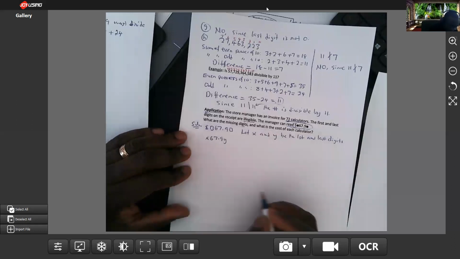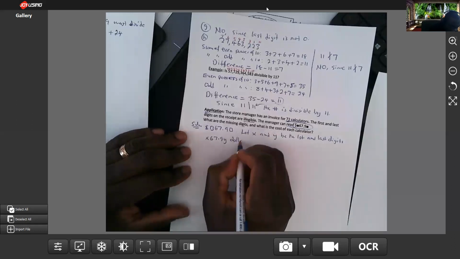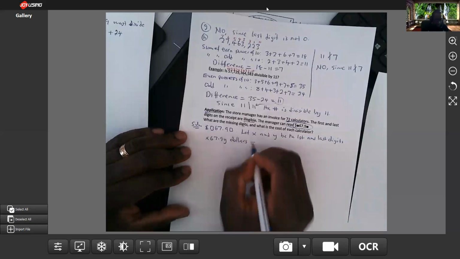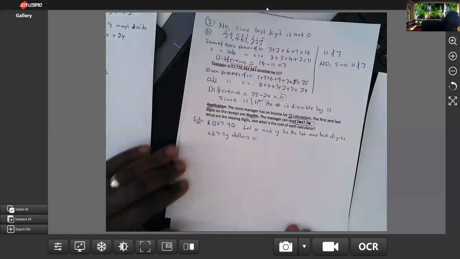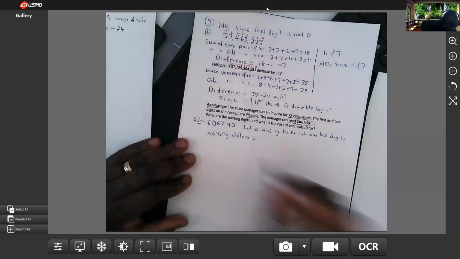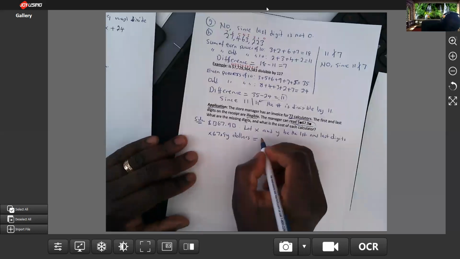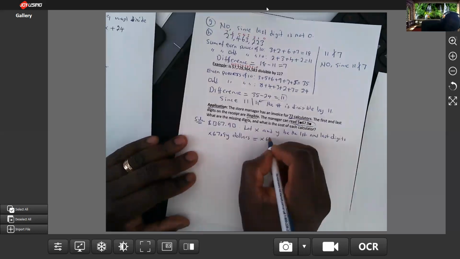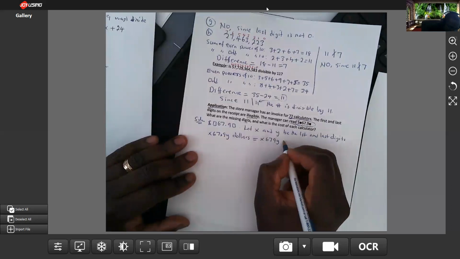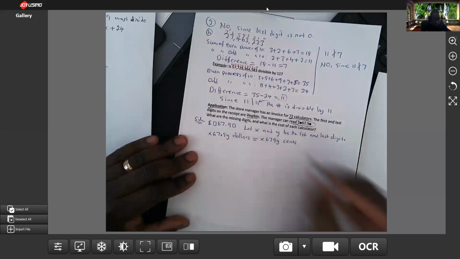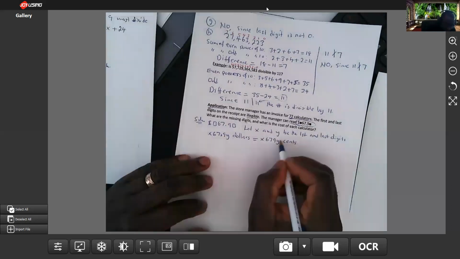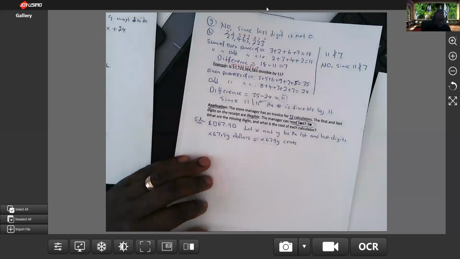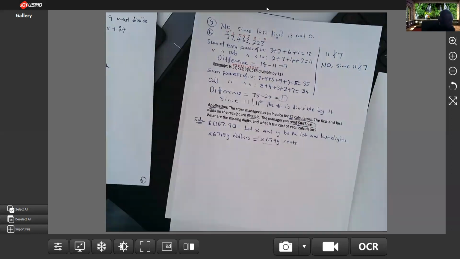Then we can write this as X67.9Y dollars. Now we can convert this, because we don't want to deal with decimals, so we multiply by 100 and write this as X679Y cents. So this becomes a whole number now. How do you figure out X and Y?